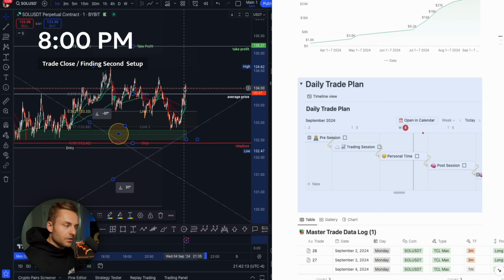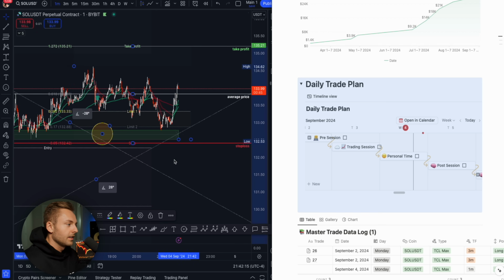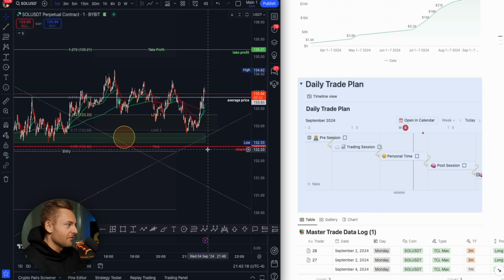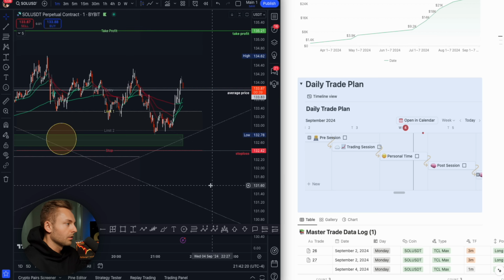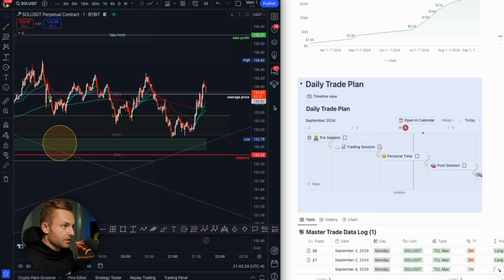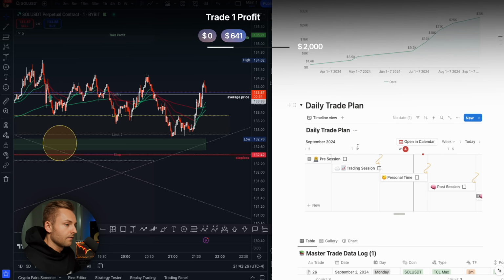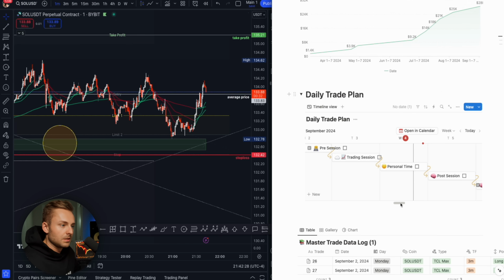All right, so we just closed out of our first Solana trade. It only took until 6 in the afternoon, but we did finally close it out for full profit. This was unfortunately kind of a disappointing trade. We only made $640. The expected profit was supposed to be closer to 1,000.